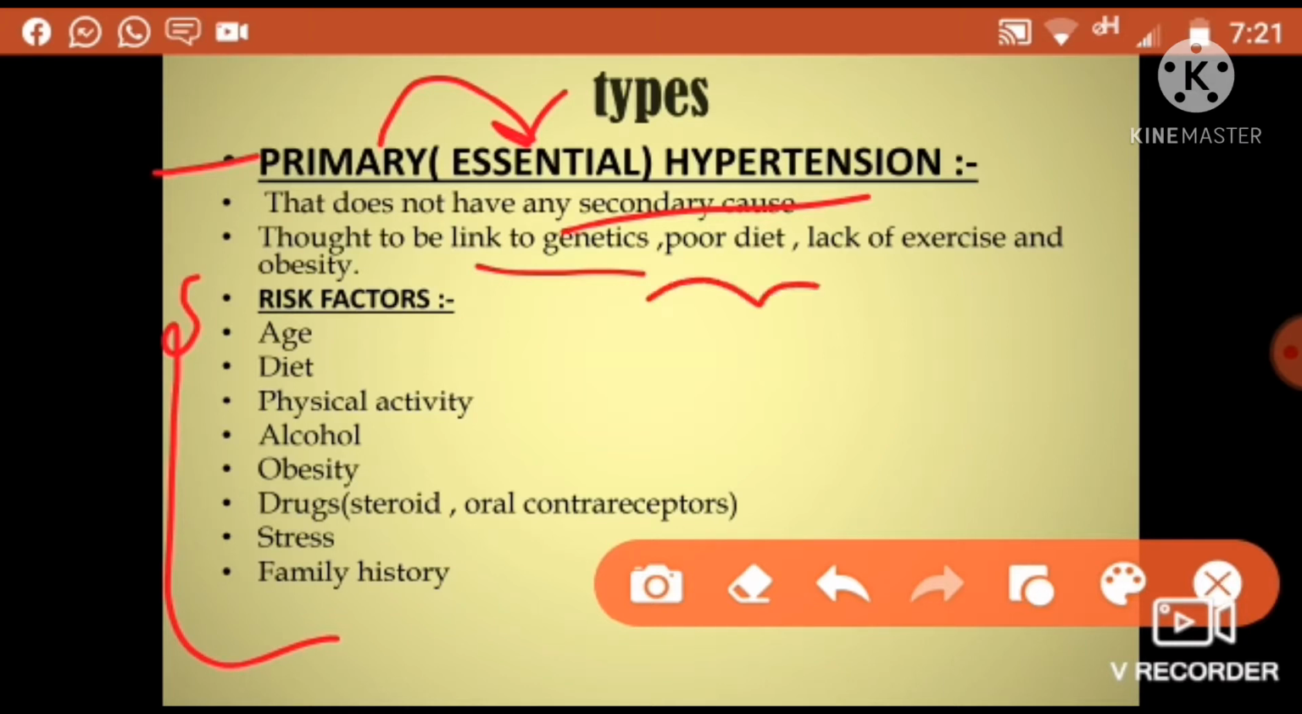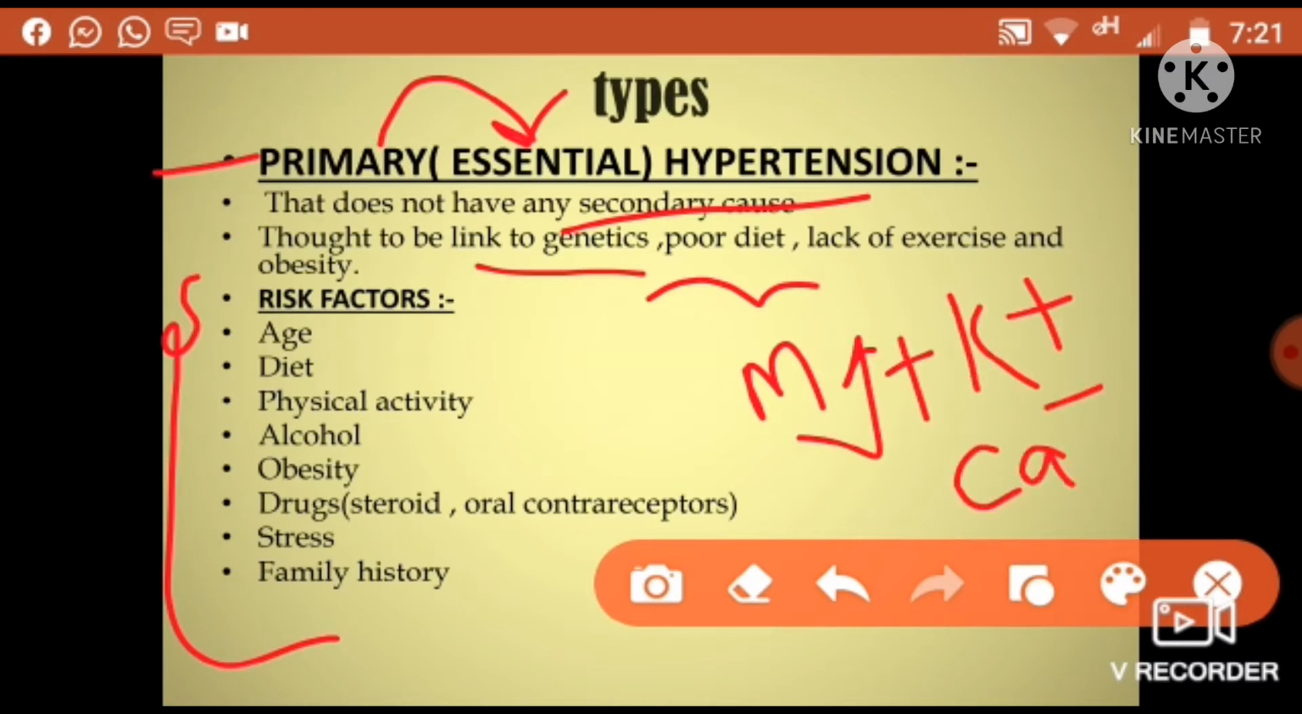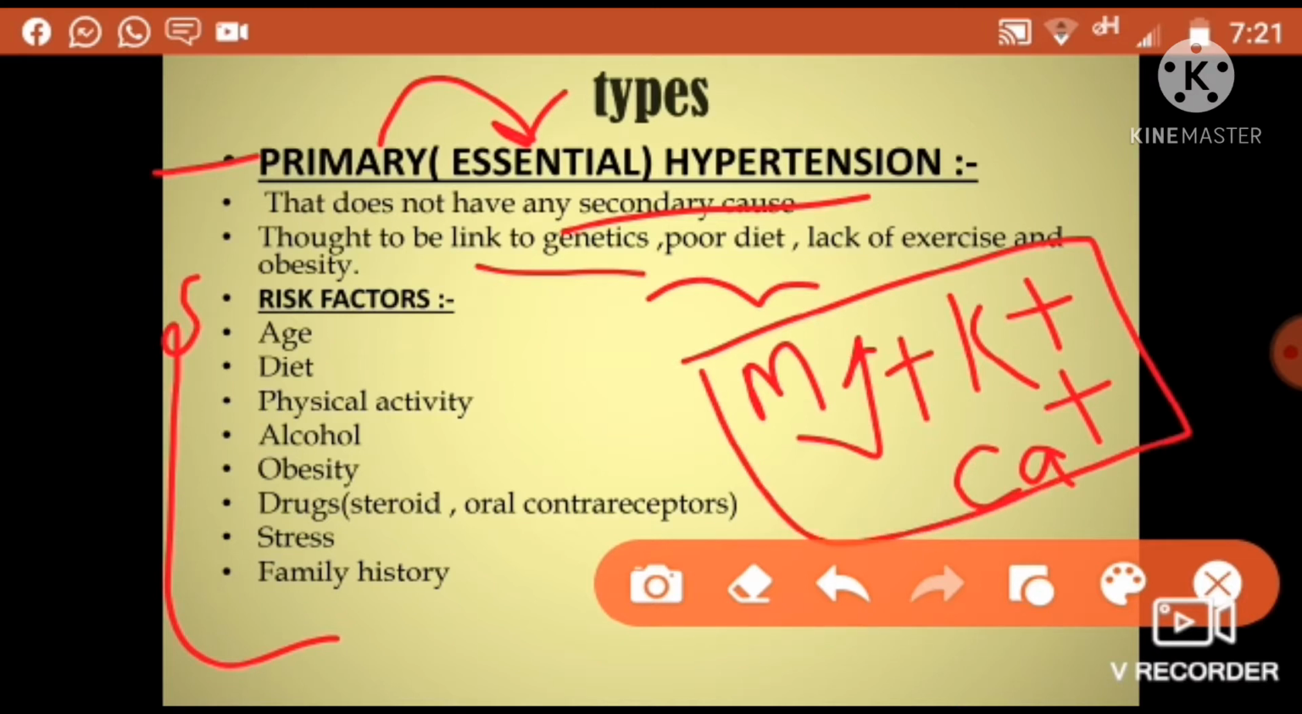Poor diet. Whenever our diet is not rich or sufficient in the components required for the control or balance of blood pressure, and for contraction and relaxation, meaning calcium, magnesium, potassium. These ions are required for contraction and relaxation. So whenever we are not taking a diet rich in these, we suffer from hypertension. Why? Because the contraction and relaxation of the heart is not normal without these.